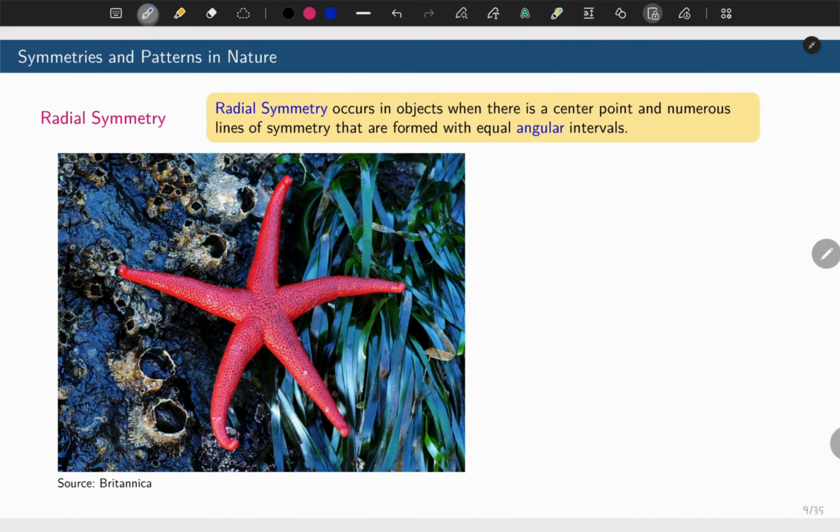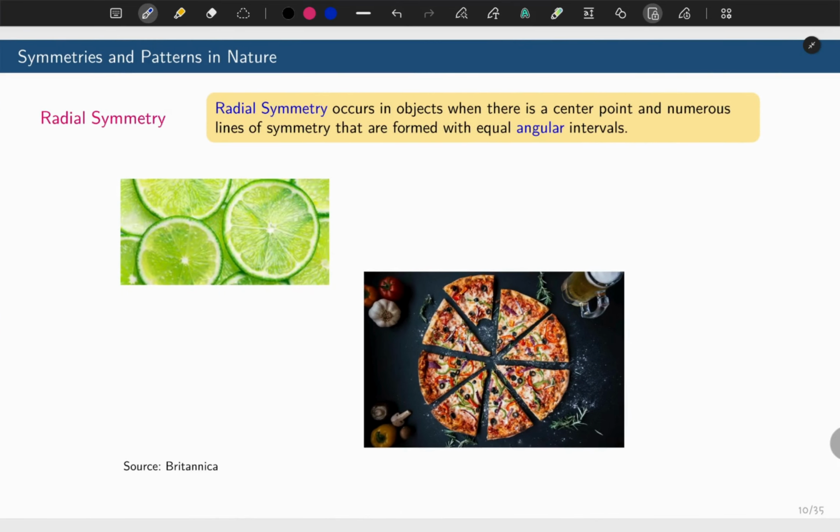Examples of radial symmetry: starfish. We can draw a center point here, and although imperfect, it shows radial symmetry. Citrus, you can definitely see the center of it. One slice of this, when replicated, will make up a slice of a lime. Pizza, one slice, when you replicate it through the center, you will get the entire pizza.